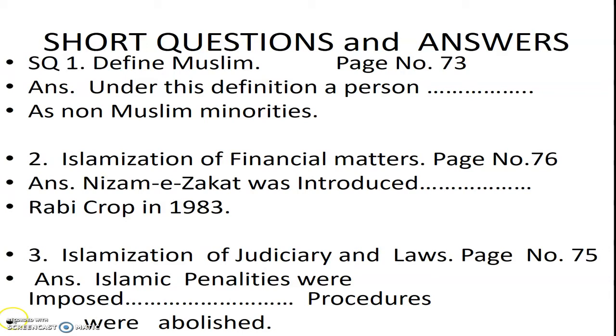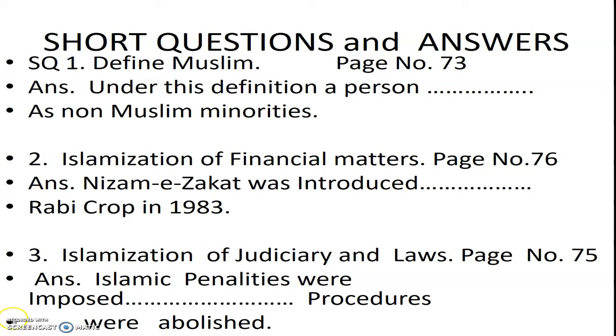Answer: Nizam-e-Zakat was introduced in the country on June 20th, 1980, and the first contribution of 2.25 billion was made by the government itself. Number second, from January 1st, 1981, banks and other financial institutions started a program of operating an interest-free economy. Number 3, the collection and distribution of ushr started from the Rabi crop in 1983.